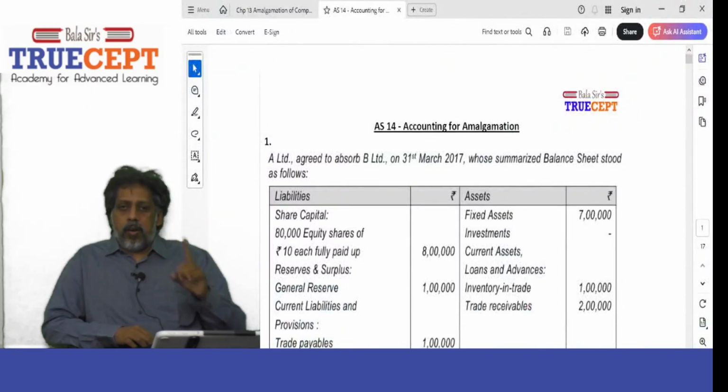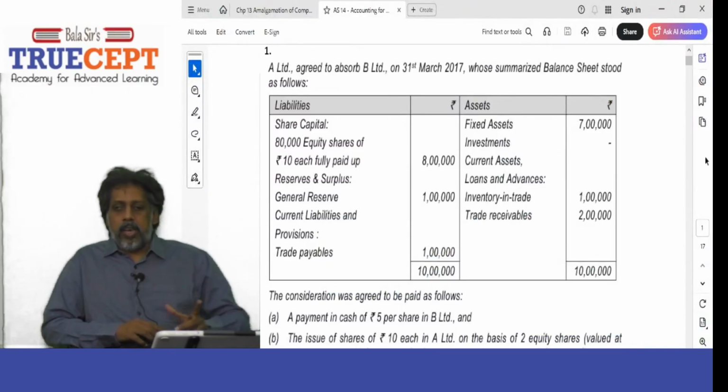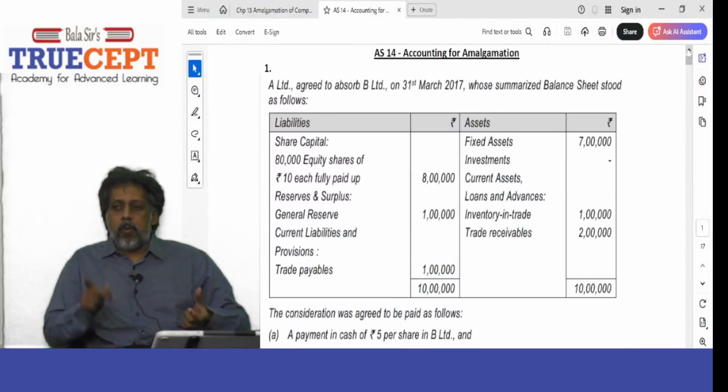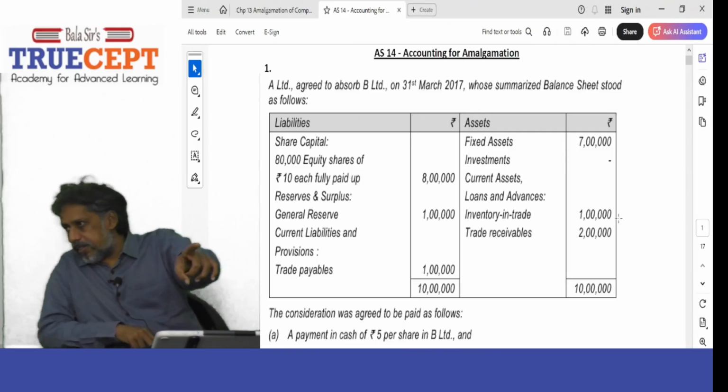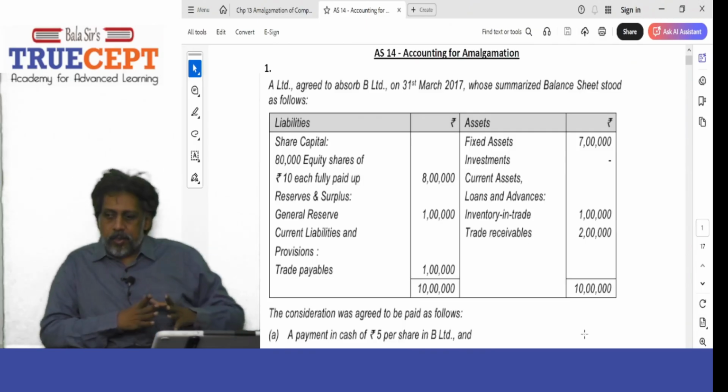Go ahead and take on an extra sum. It is there in the handout. Question number 1. I have just chosen this example from a CA final examination. This sum can come for 14 marks. It is just computation of purchase consideration. Is that clear? A Limited agreed to absorb B Limited on 31st March 2017.